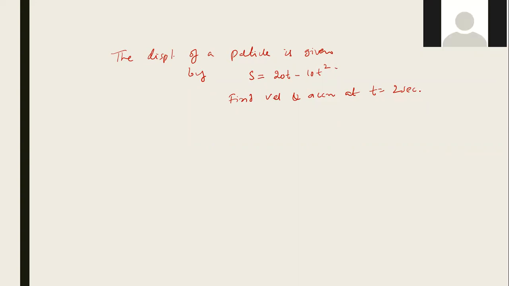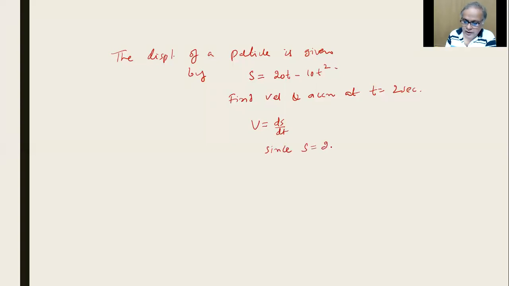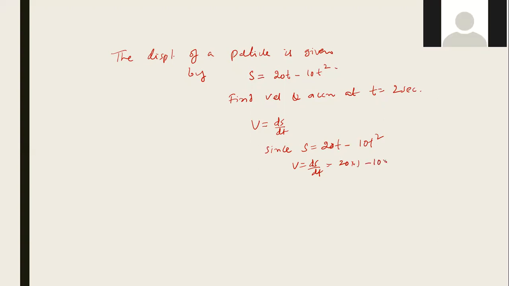Sir, I'm getting it as negative. Is it correct or wrong? We'll see. So tell me, Vishnu, what should I do? Sir, instantaneous velocity should be found, which is ds by dt. Since s equals 20t minus 10t square, v equals ds by dt equals 20 into 1. Derivative of t is 1. By now we should be clear, right? Yes, sir. 10 into 2t. So velocity is 20 minus 20t.